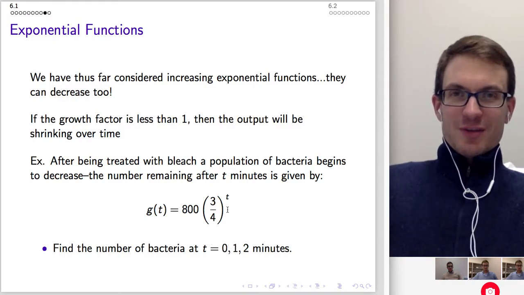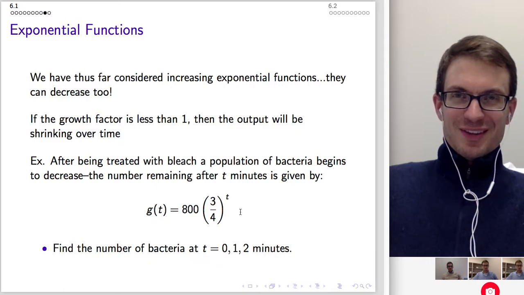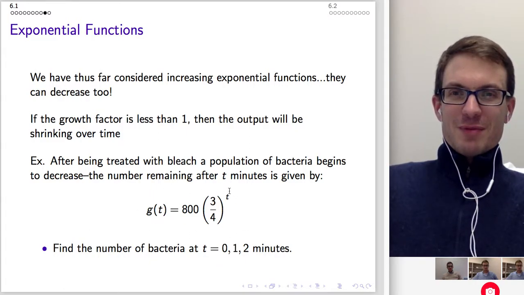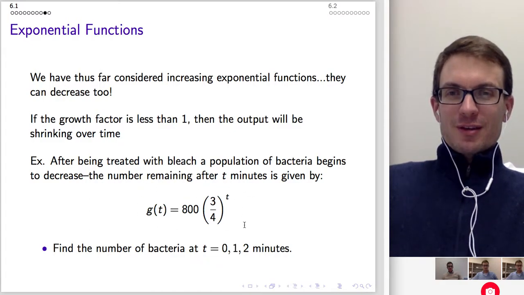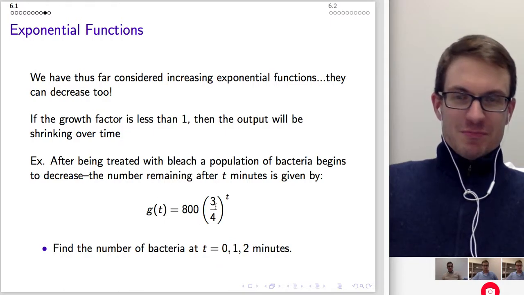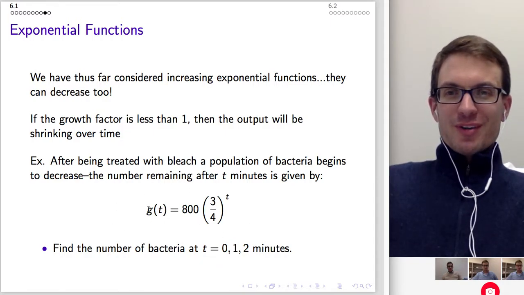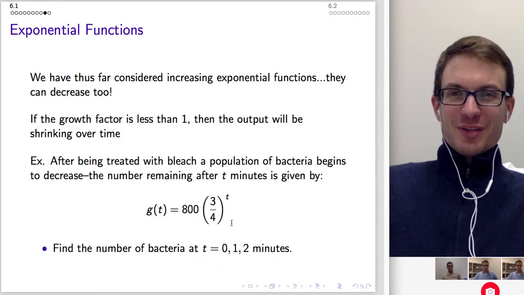I don't know about the scientific basis of this particular example. My prior is that maybe bleach would be a little bit more fast acting, but it makes for an interesting example. And if you're interested, you could probably research and find out more about how quickly bleach is going to take care of a bacterial situation.